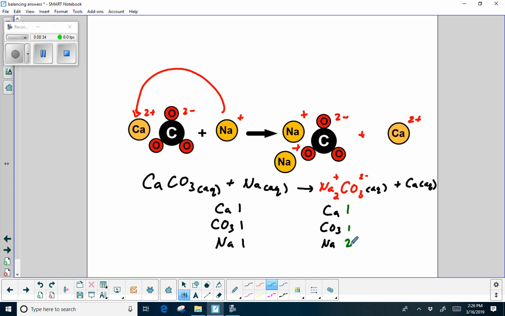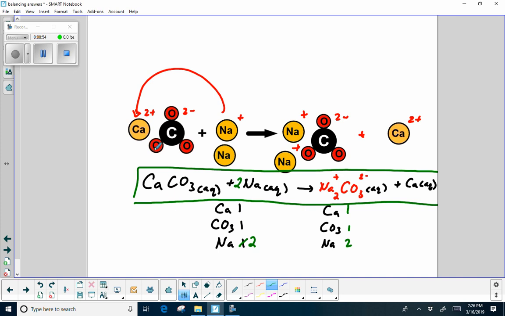So you can clearly see there's an issue with the sodium. All we have to do is have an extra sodium over here. So that means we need to put a coefficient in front of the sodium, 2, changing this to 2 sodiums. And now it looks like we're balanced. So the balanced chemical equation would be this over here, where we've got calcium carbonate combining with 2 sodium atoms to produce sodium carbonate and calcium on its own. And that's kind of the idea behind balancing.